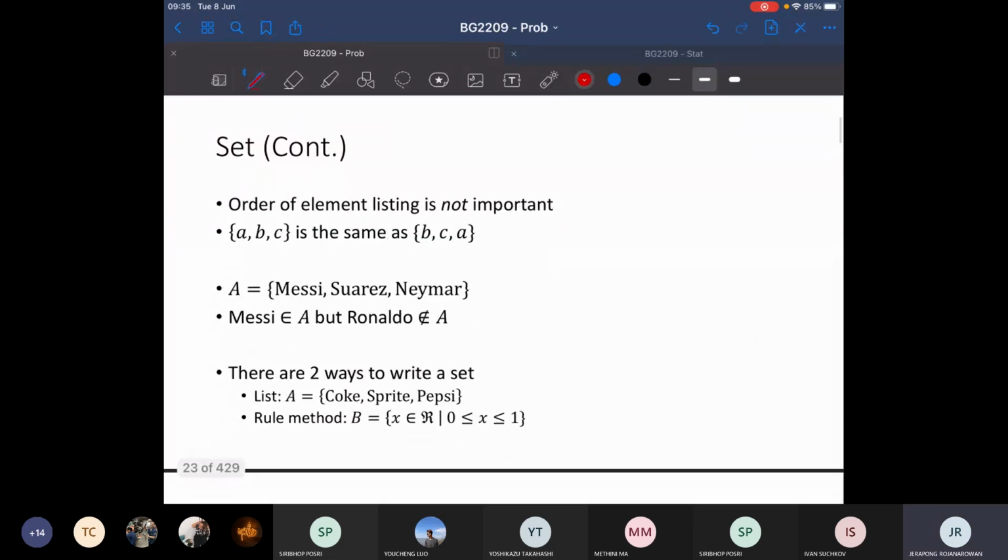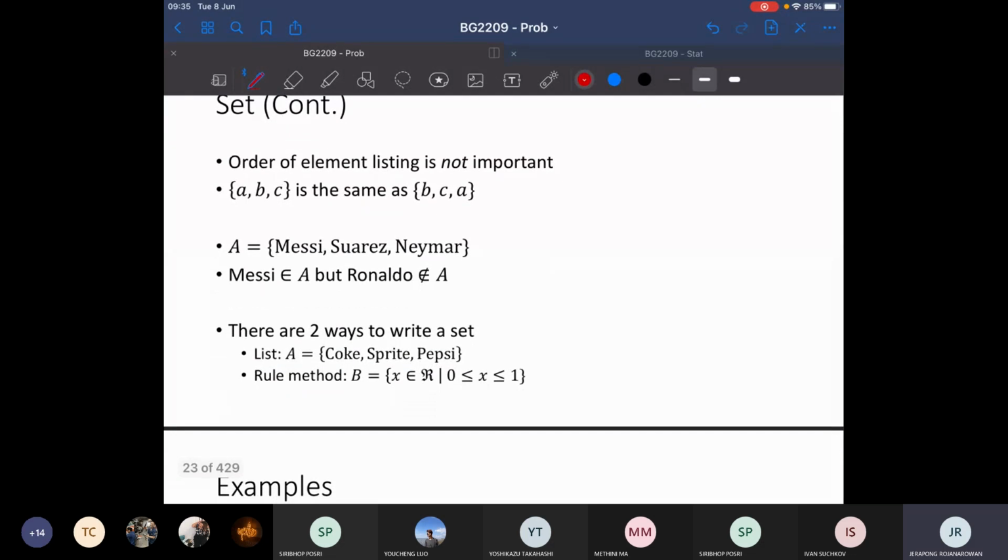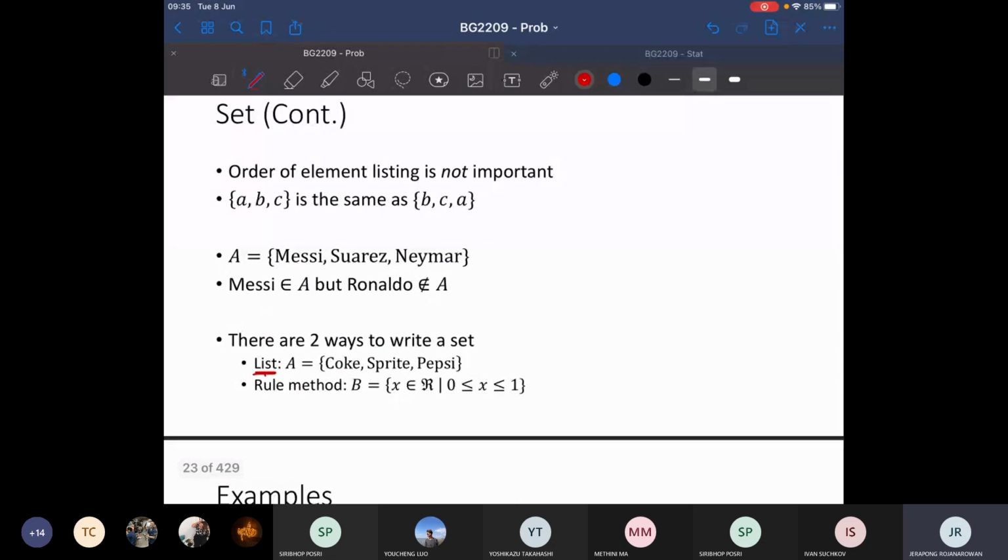And when we write a set, there are two ways to write it. One is using the list. Really simple, right? This is just what I did: 1, 2. Then you have a set of Coke, Sprite, and Pepsi, like this. When you use the list, please note that if you use different orders, they are the same. So order is not important here.